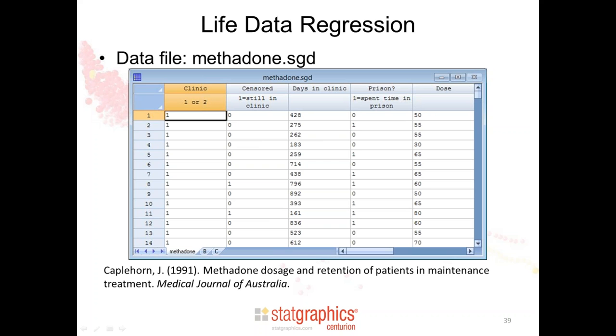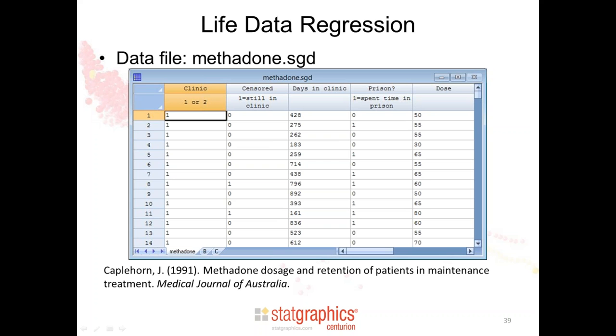Now, the important thing about life data, well, there's two aspects of life data that cause it to be somewhat different than other types of data. The first is that the distribution around the regression line of life data is usually not normal. We haven't talked about the assumptions of our regression models, but one of the assumptions is that the data are normally distributed around the regression line. In life data regression, that's typically not true. The distribution around the regression line often takes a different form.